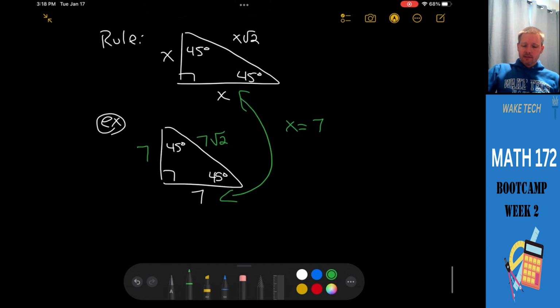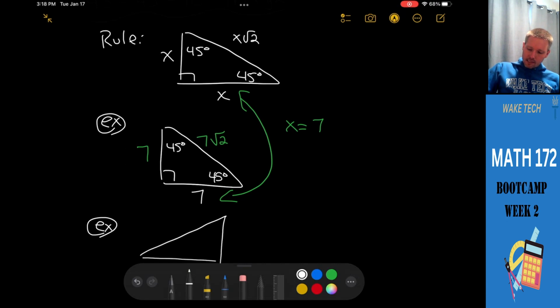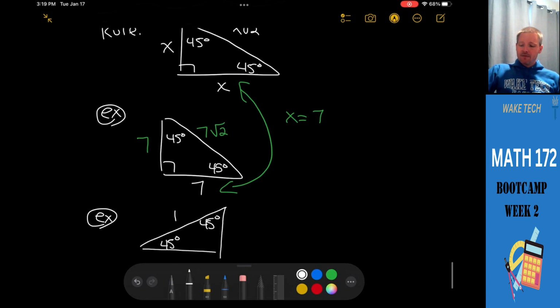Okay, let's do another one, of course. Let's say we have another 45, 45, 90 triangle. I'm going to change the orientation a little bit. It doesn't change the work we're doing, of course. It just, maybe think about it a little differently. But we have a 45, 45, 90 triangle. The hypotenuse is 1. I'll give you a moment to find the two missing sides.